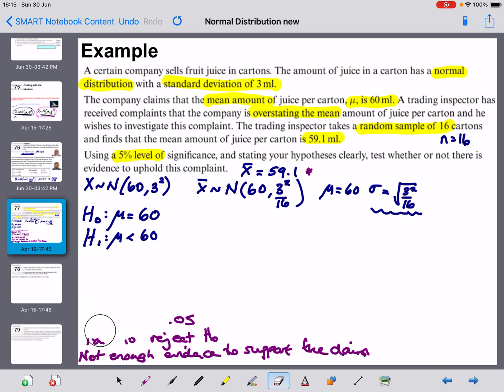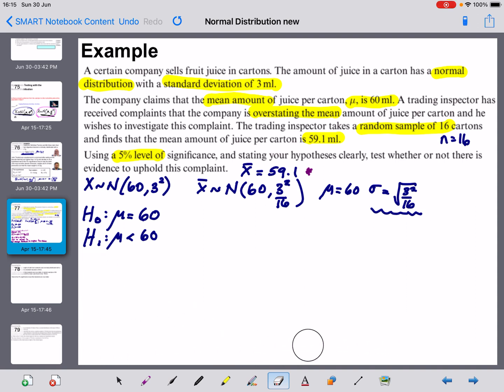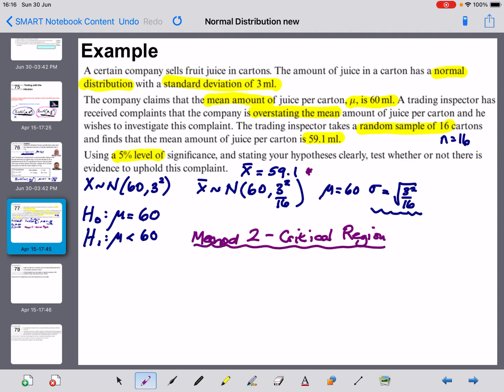So the second method is the critical region method. Okay, so method 2 is the critical region method. So in other words, we're now asking ourselves, how small a mean would we have to get in order to reject? Okay, so this is using the inverse normal function.